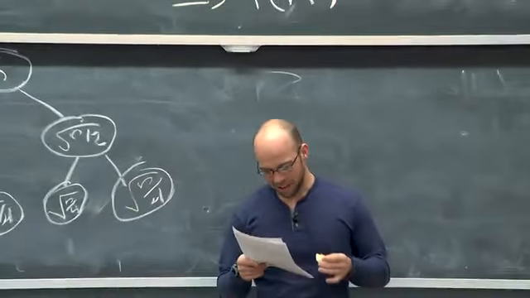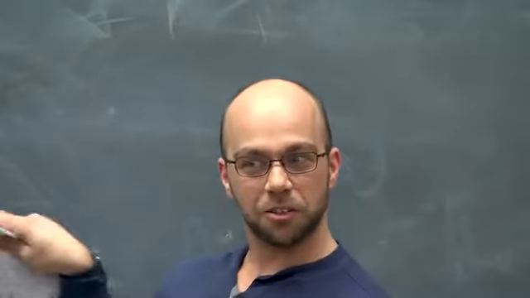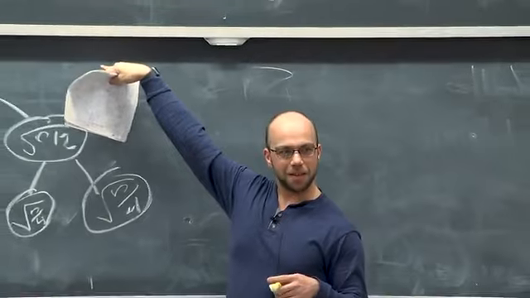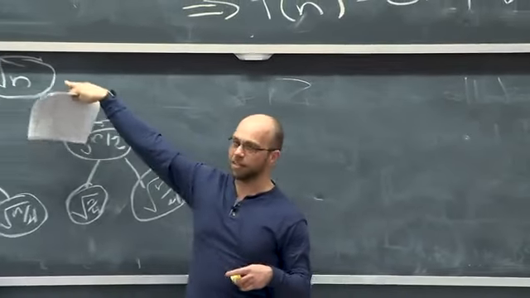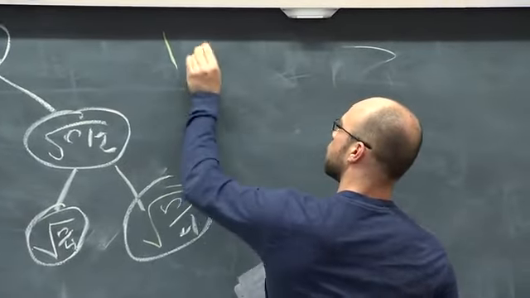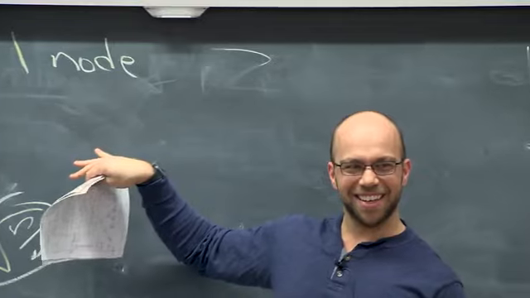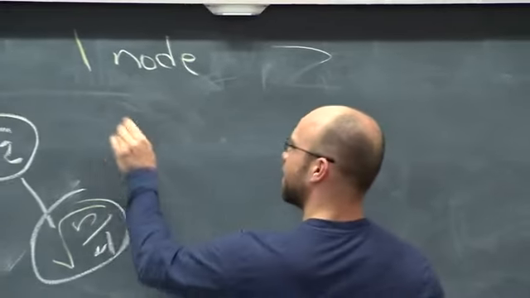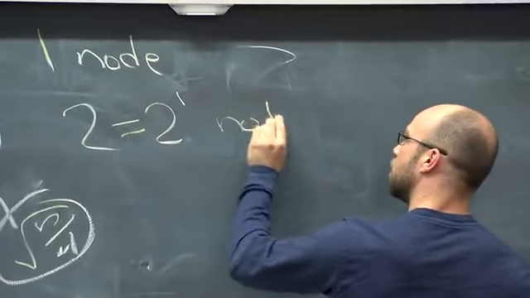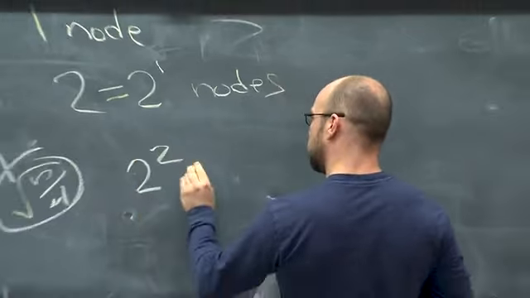OK. So now, meanwhile, in our function call tree here, how many nodes are in just the first level, the very top? 1, right? It's just this dude. Yeah? 1 node. How many nodes are in the second level? 2. Or if we want, 2 to the 1 nodes. Here, there's 4, yeah? Which is 2 squared nodes.